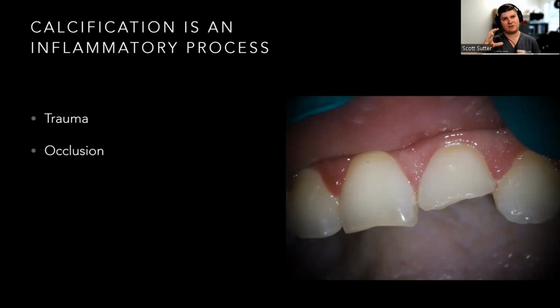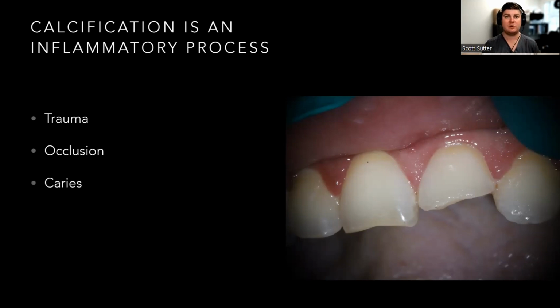Occlusion, when you think about it, trauma is all of that force all at once. That baseball hits all at once. Occlusion, if you have high occlusion or if you're a clencher and grinder, you can induce the same trauma. It's just chronic over a long period of time. So on people who are chronic clenchers, grinders, or if you have issues with occlusion, you will see a higher incidence of calcification in these cases as well.